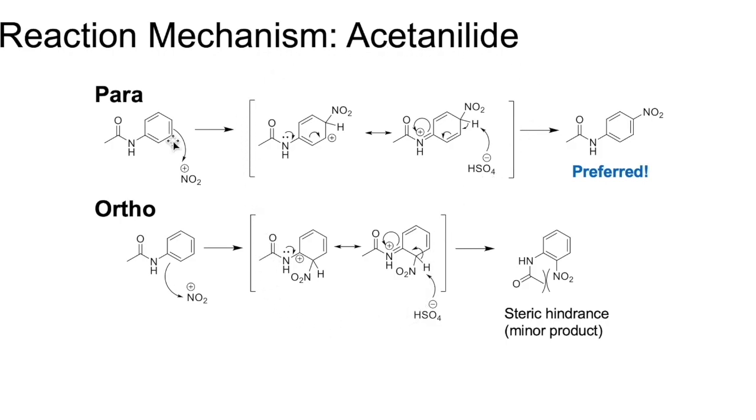If the electrophile were to be added to the meta position, so if it were to be added either here or there, and if you were to draw a resonance structure of that, you'll notice that the lone pair on the nitrogen cannot stabilize the positive charge on the benzene ring. And so that intermediate wouldn't be as stable as these two intermediates.